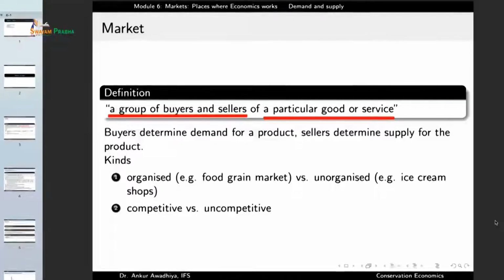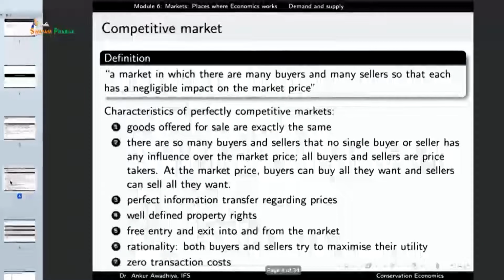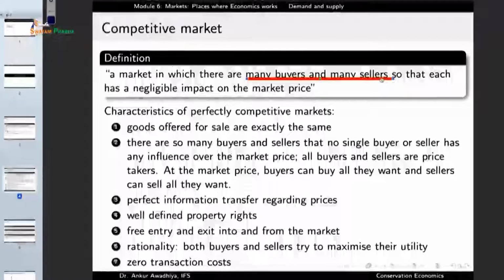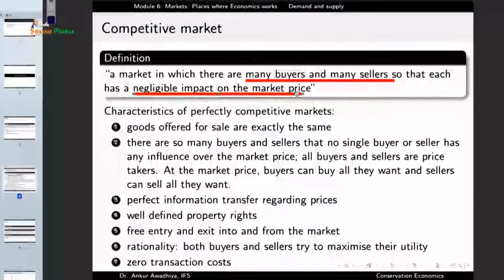Similarly, the market may be competitive or it may be uncompetitive. A competitive market is defined as a market in which there are many buyers and many sellers, so that each has a negligible impact on the market price. What we are referring to here is that in a competitive market, because there are several buyers, the buyer is unable to determine the market price.